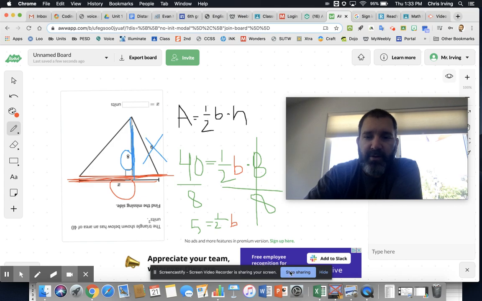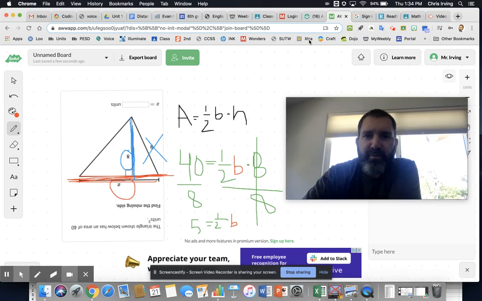Hopefully you can do okay on these exercises. Again, just start with the formula. Always start with the formula. Substitute and solve. And if your answer doesn't make sense, you might have made a math error. It's okay. Go back and fix it. It's not a big deal.